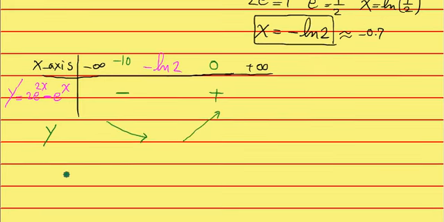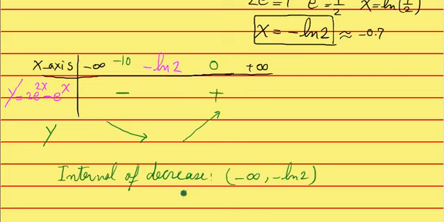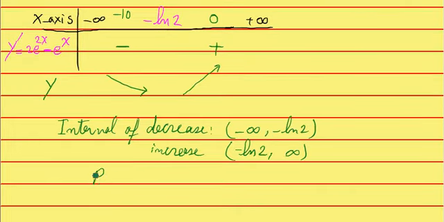So I can say the interval of decrease is from minus infinity to minus logarithm of 2. The interval of increase is from minus logarithm of 2 all the way to infinity. We have a relative as well as an absolute minimum at x equals minus logarithm of 2.